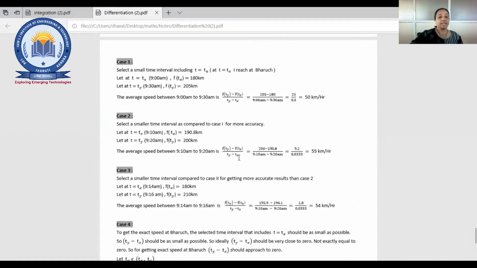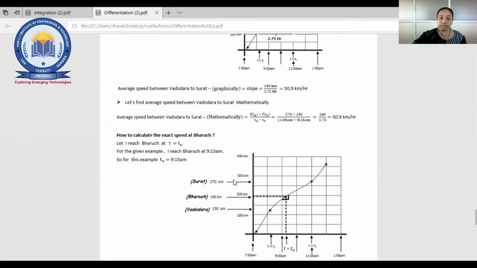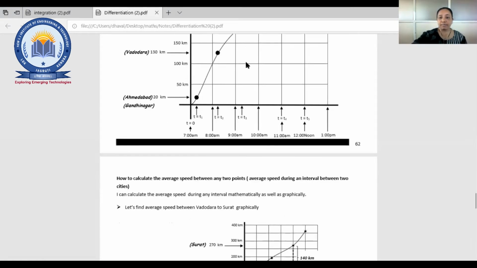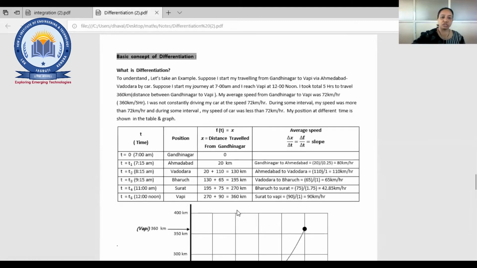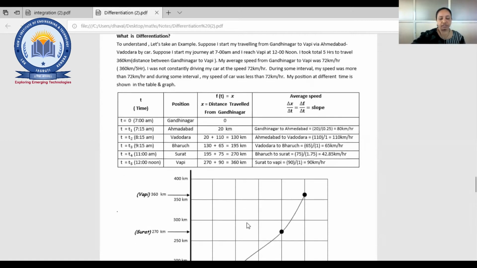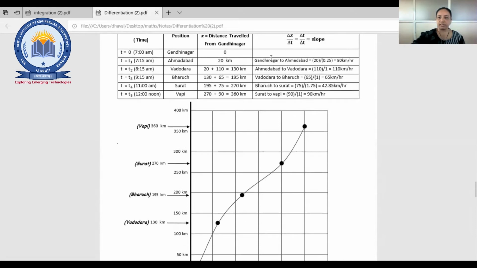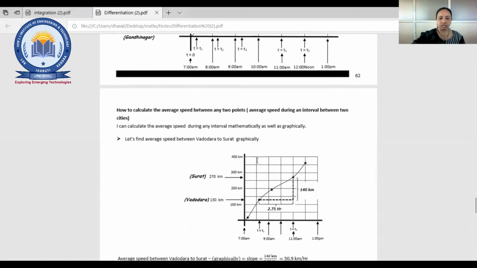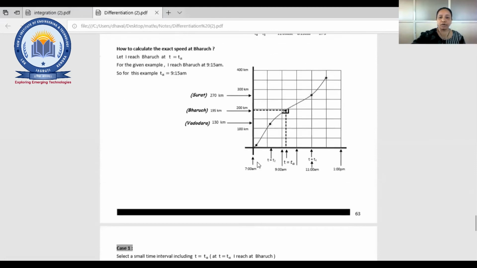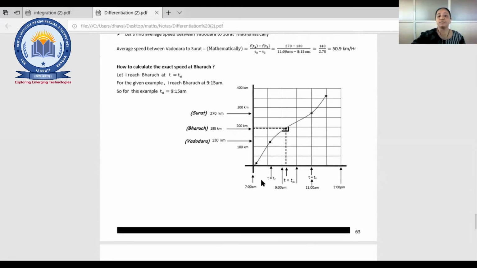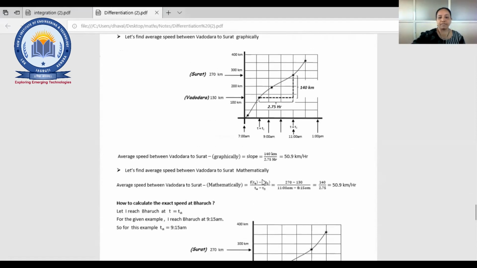So in the last lecture, what have we seen? We have seen the graphical representation, that means one application of differentiation, how it will be useful. One example was that if someone travels from one city to another, what is the speed? How many kilometers is he supposed to cover in this much time? That graphical representation we have also seen, and we calculated the speed between two cities, just how to find the slope.